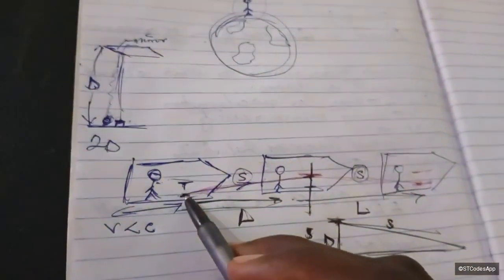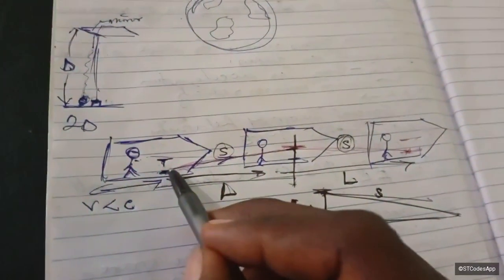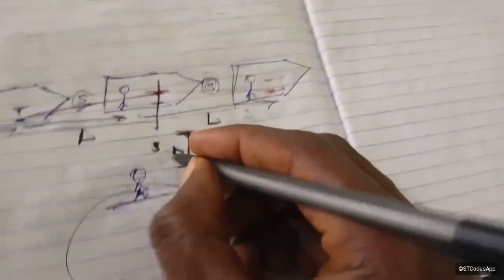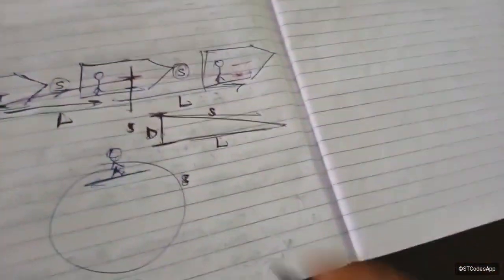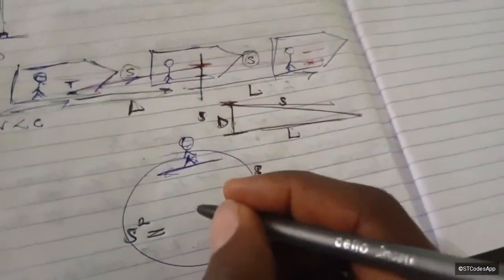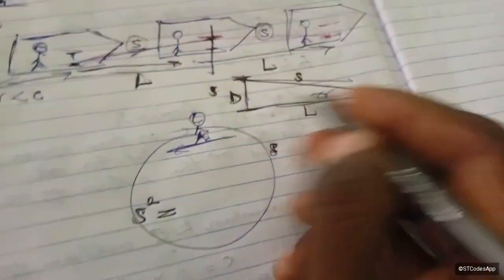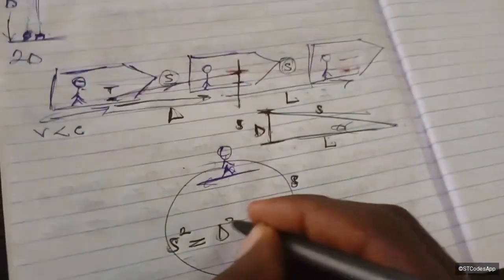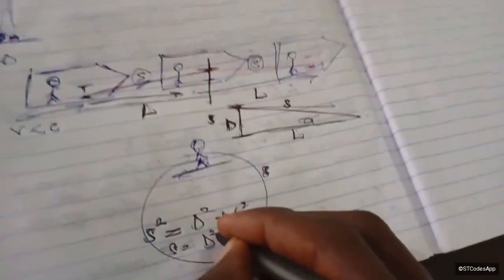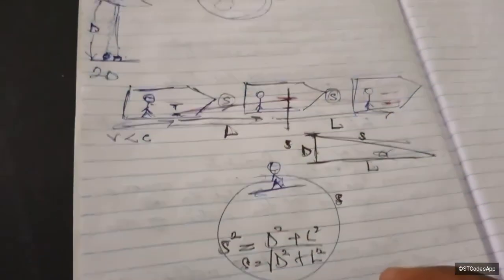But now, because of the movement of the aircraft, the light has moved from here to this point, and has also moved from here to this point. Now, if we wanted to calculate the distance that the light has now moved, let's call that s. s squared will be equal to, do you remember Pythagoras theorem? Hypotenuse squared is equal to opposite squared plus adjacent squared. So d squared plus L squared, so that s will be equal to the square root of d squared plus L squared. I hope this is clear.